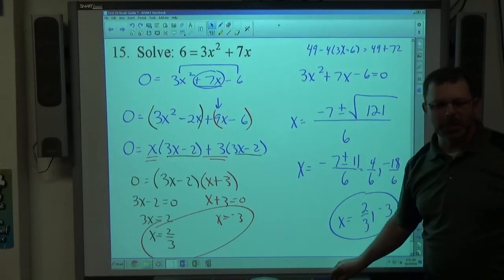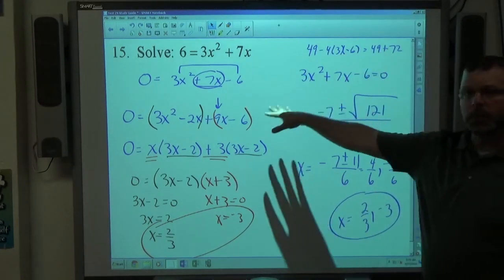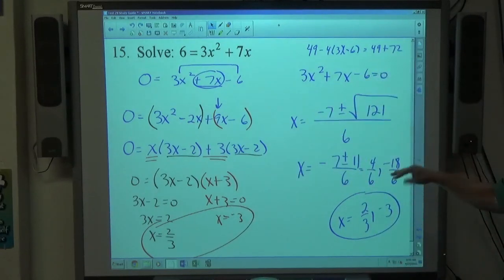I'm not going to specify a technique, so if you're good with factoring, there you go. If you're good with the quadratic formula, there you go. Give me the correct answer using a proper technique.